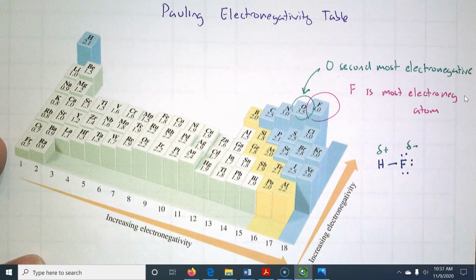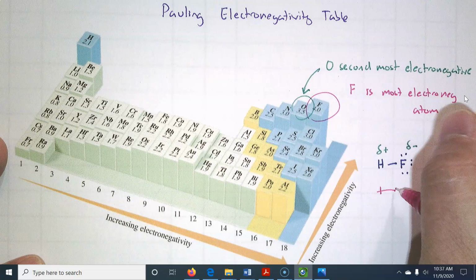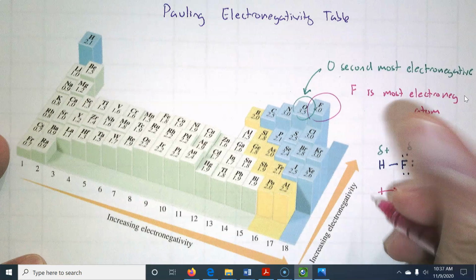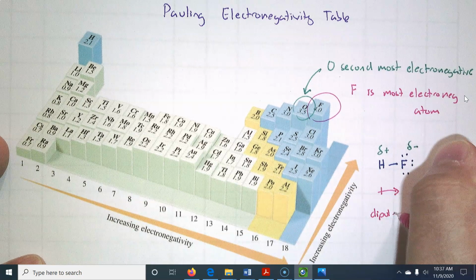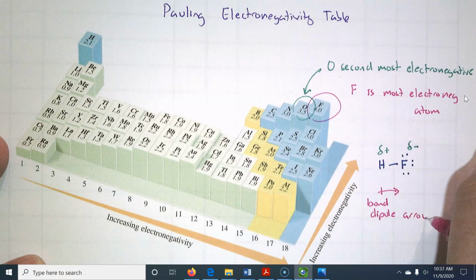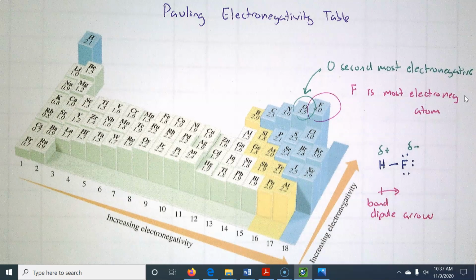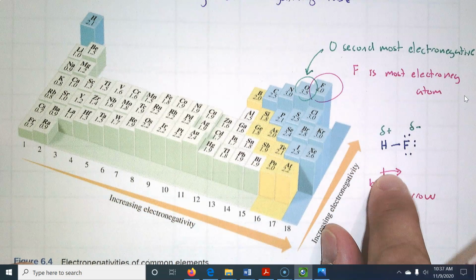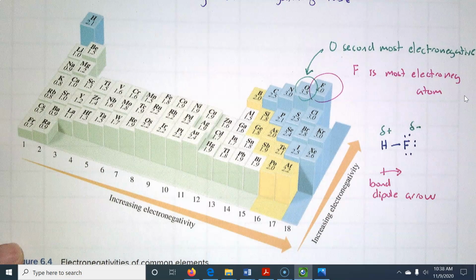The other way that we could show this is what's called a dipole arrow. So there's a pull of electrons towards fluorine. This is called a dipole, or more specifically a bond dipole arrow. Later on, I believe in Unit 7, we're going to learn about molecular dipoles. But these are bond dipoles. I'm only looking at the bond.